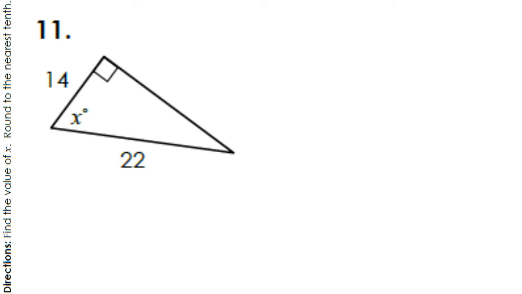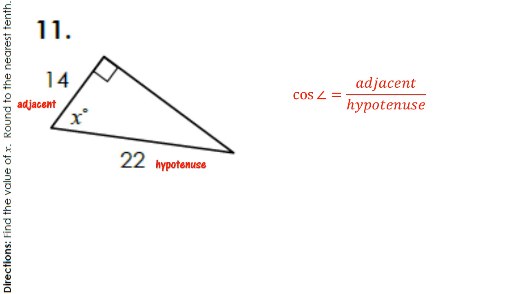Example 11. This time I go back to what I started with today, looking for an angle. So I'm going to first identify the pieces I have. I have the hypotenuse and I have the adjacent. I do not have the opposite because I don't have anything on the side across from x. So this time I'm going to use cosine.